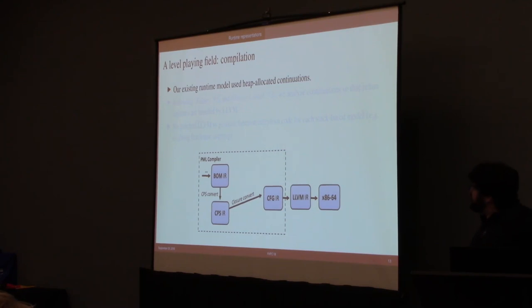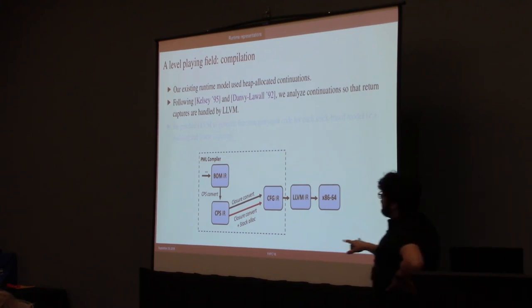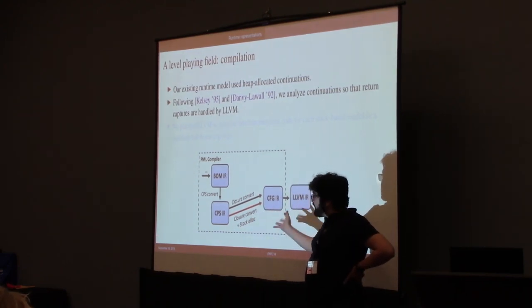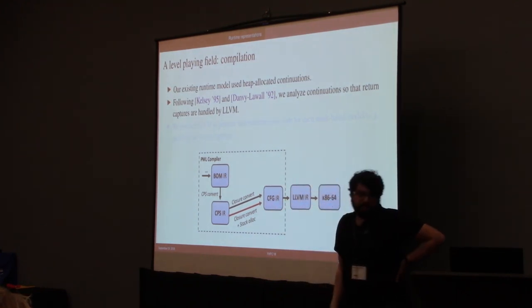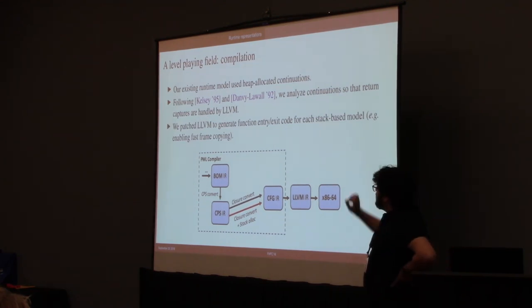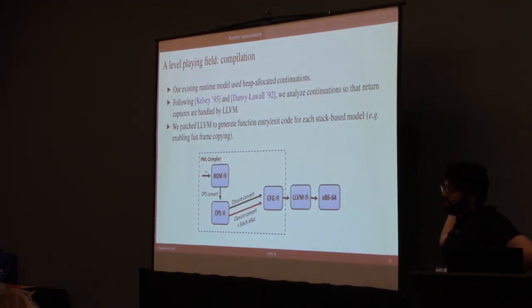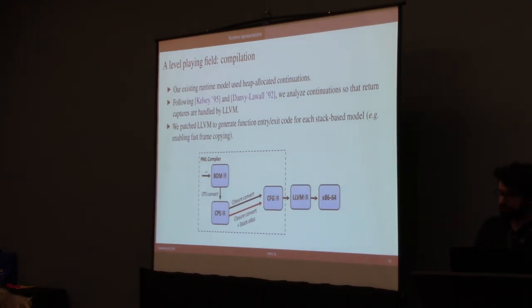Okay, so our previous model was using heap allocated continuations. In order to make the evaluation fair for using stacks, we followed Kelsey and Dybvig and Lowell on analyzing the continuation uses in our CPS IR to do essentially a direct style conversion back from CPS to direct style calling, so that LLVM can generate the stacks for us. And we do this during our closure conversion, because during closure conversion we're already doing environment analysis. This is essentially what those older compilers like Rabbit and Scheme were doing to generate call stacks, so that we can actually use memory for those closures.